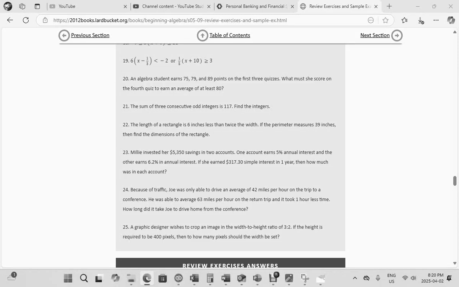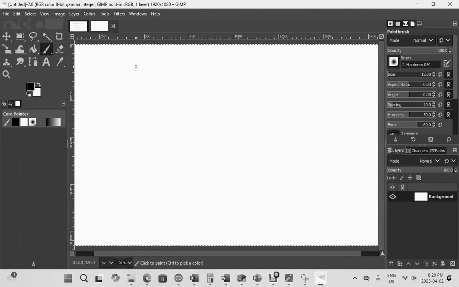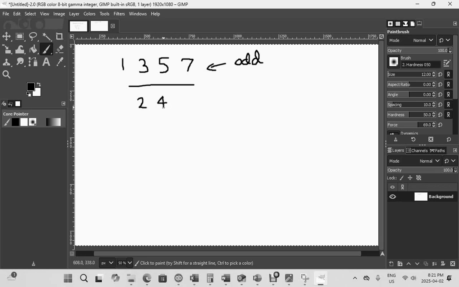All right, so starting with number 21 over here. The sum of three consecutive odd integers is 117. Find the integers. So we know when it comes to odd numbers, we're talking about 1, 3, 5, 7, so on and so forth. So these are called odd numbers. Even would be 2, 4, 6, 8, and these are even.